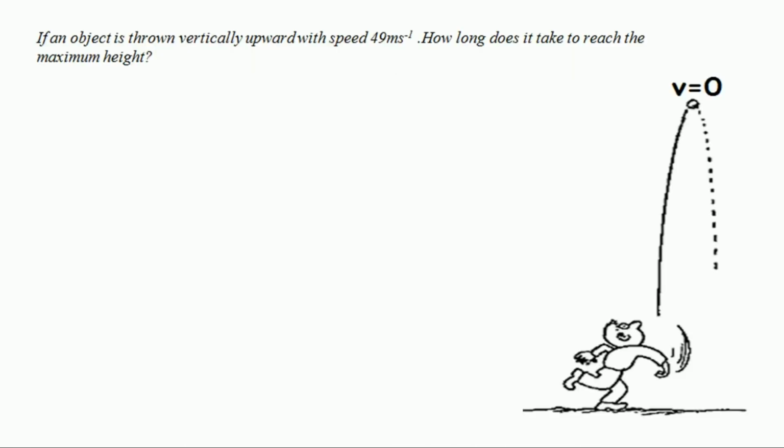An object is thrown vertically upward with a speed of 49 meter per second. How long does it take to reach the maximum height? As we all know, when we throw something upward, it will reach the maximum height, stop for some time and then fall down. At the maximum height, the velocity becomes 0, but acceleration is not 0. It is 9.8 because acceleration due to gravity is a constant.